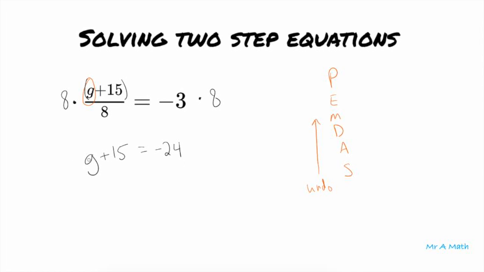Now to get g by itself, the only thing I can do is get rid of this positive 15. If I have a number plus 15, the way to get that number by itself is to take away the 15 that was added in the first place. I'm going to take away 15 from the other side also to keep the equation balanced. Now I'm left with g after these cancel. Negative 24 minus 15 should get you negative 39. And so g is equal to negative 39.